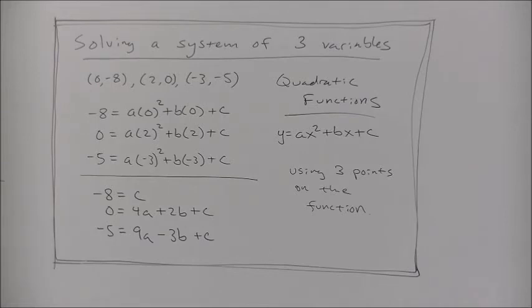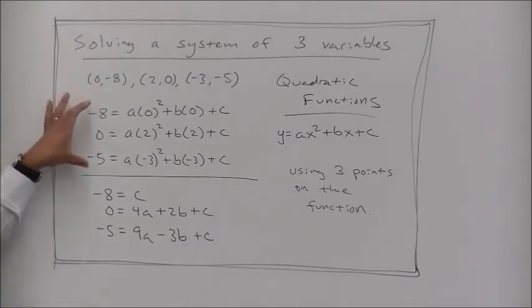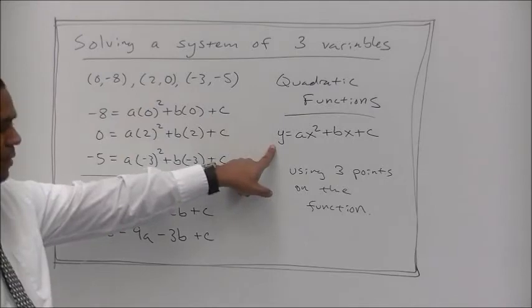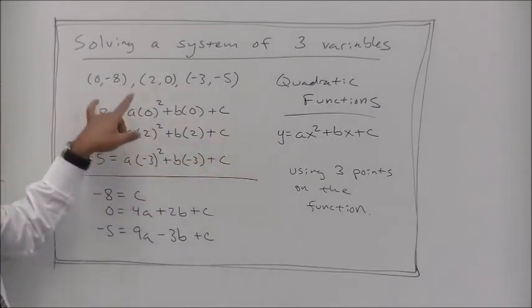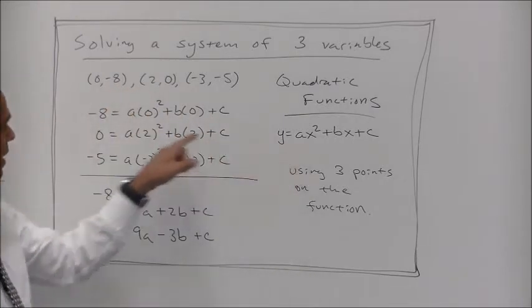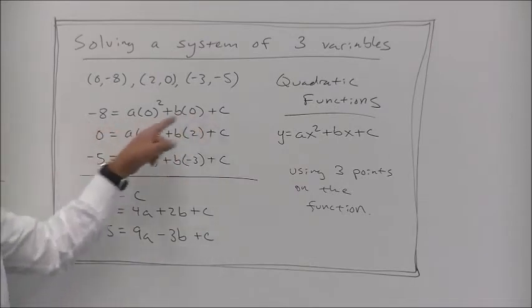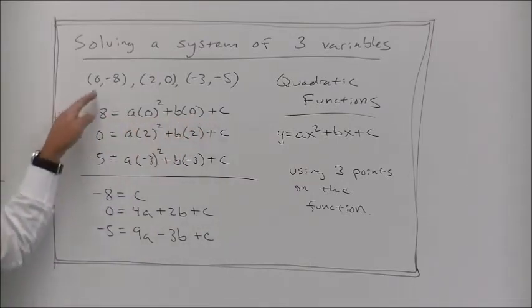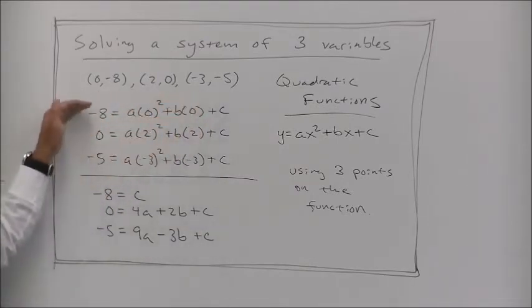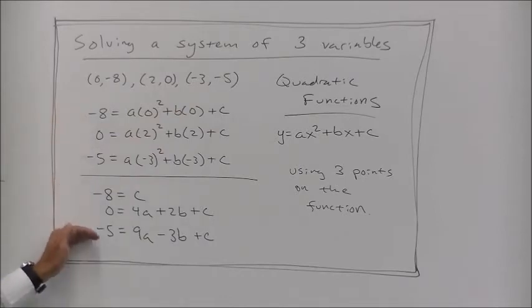Is that okay so far? Good. So what do you think we would do next? We started here. All we did was use these 3 points and this fact. We substituted x and y in here and wrote an equation in terms of a, b, and c. And we did that 3 times, once for each point. Then we simplified those 3 equations. So what do you think would be the next step?